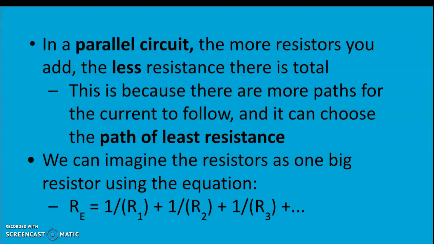The equation looks like this, where there's an equivalent resistance and it's equal to the sum of the fractional values of each resistor, or like the inverse of each resistor. So it would be 1 divided by resistance 1 plus 1 divided by resistance 2 plus 1 divided by resistance 3, etc. So however many resistors you have, whatever numbers go in here, you use a fraction instead of just adding them all together.